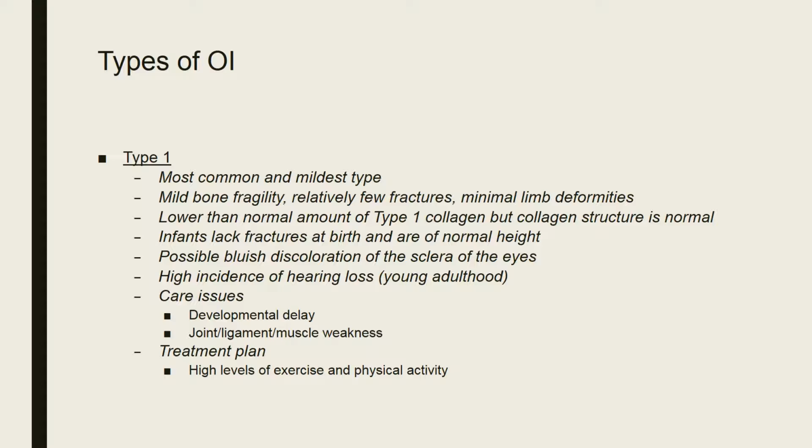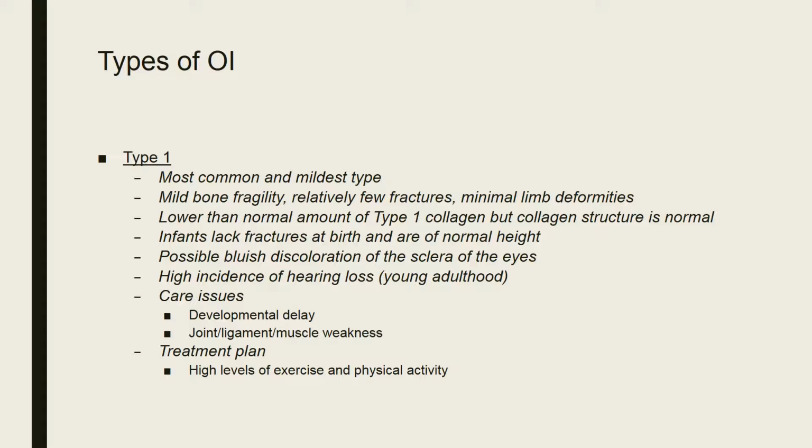They typically have fewer fractures at birth, whereas somebody who has a more severe type of OI, I mean, you think of passing through the birth canal and how traumatic that is. There could be several fractures just from the birthing process. Interestingly or ironically, there may be a bluish discoloration of the sclera of the eye, and they do have a high incidence of hearing loss as a young adult.